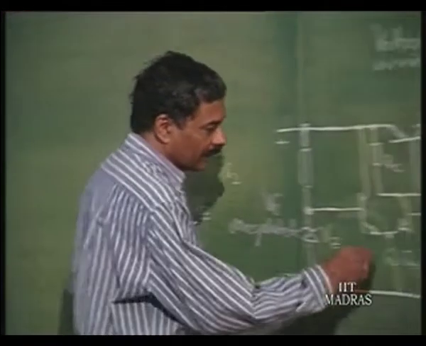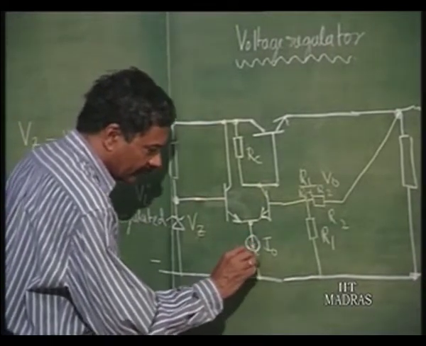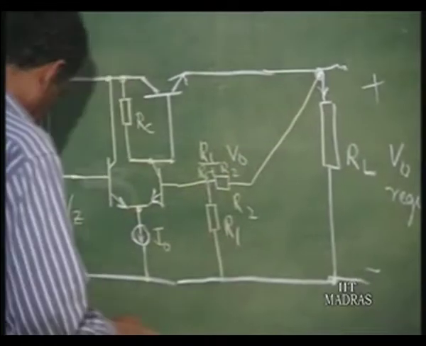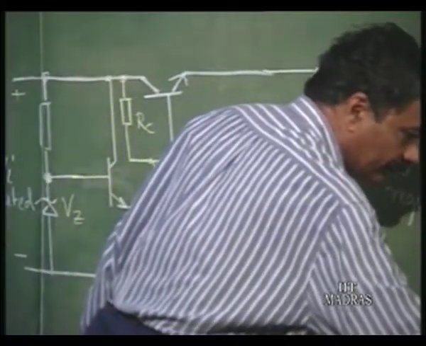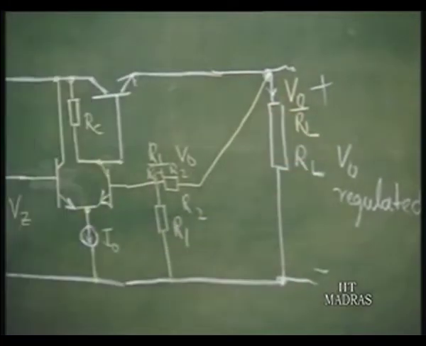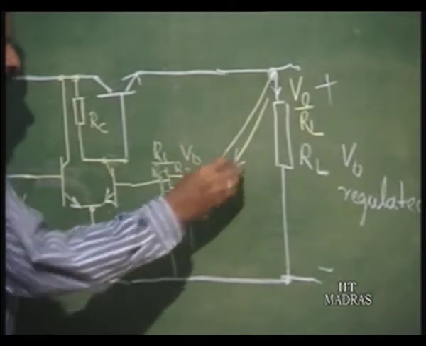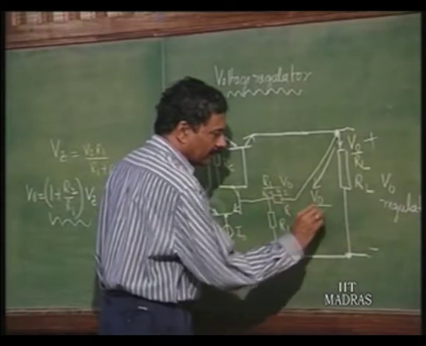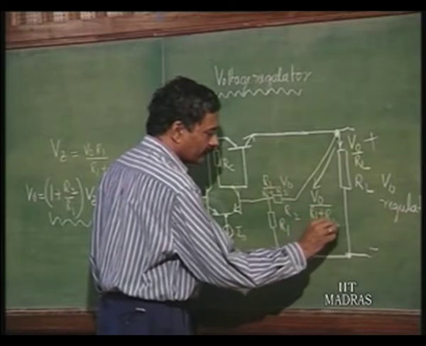If this is the structure that is there in this thing, let us understand this structure fully. This is V naught and this is taking a current of V naught by RL, that is the load current, and this takes a current of, assuming that the transistor beta is high, V naught by R1 plus R2.